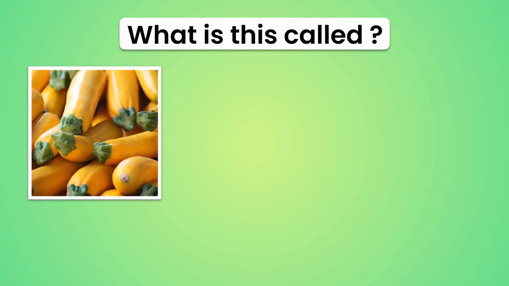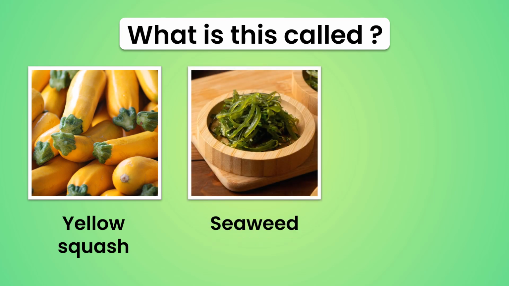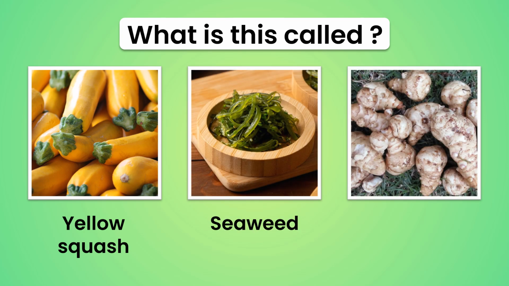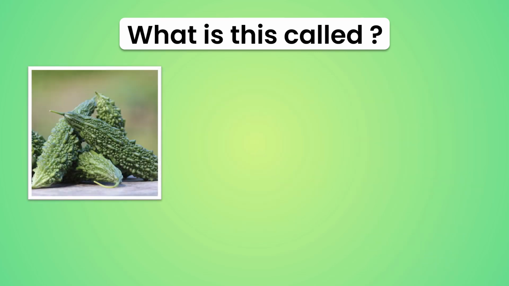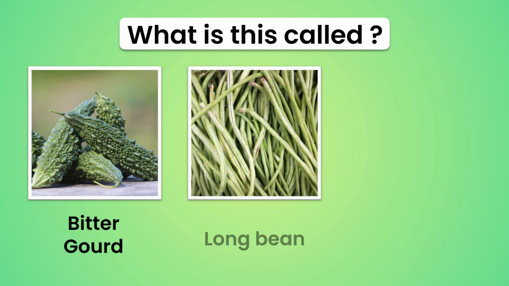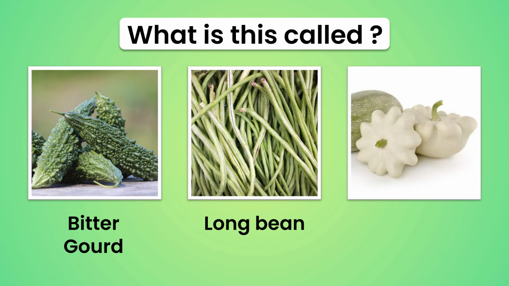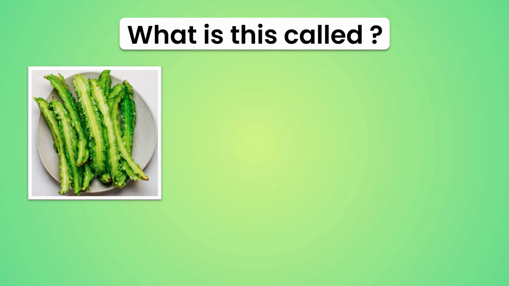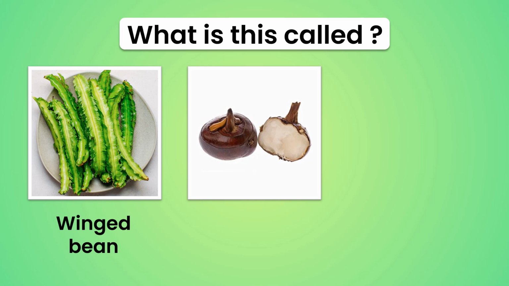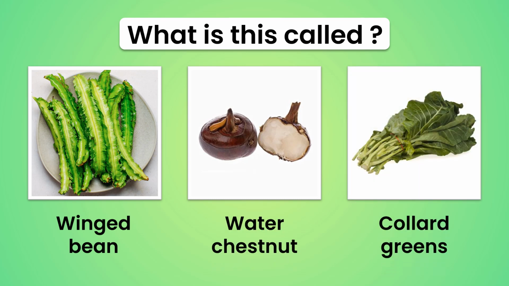What is this called? Yellow squash. Seaweed. Jerusalem artichoke. What is this called? Bitter gourd. Long bean. Patty pan squash. What is this called? Winged bean. Water chestnut. Collard greens.